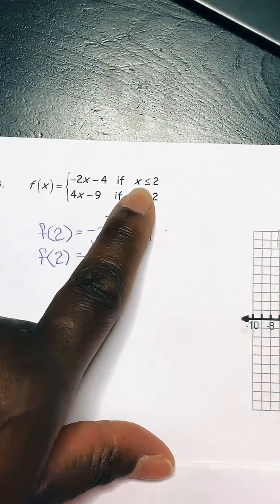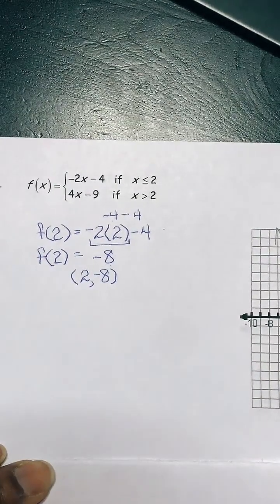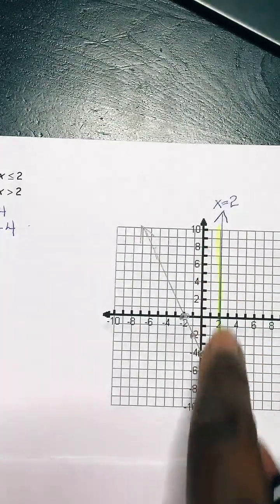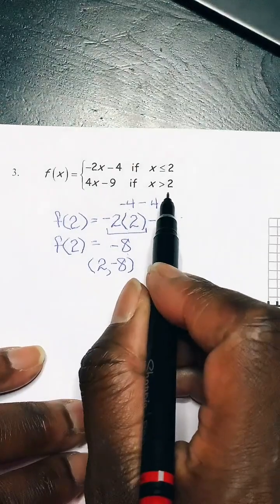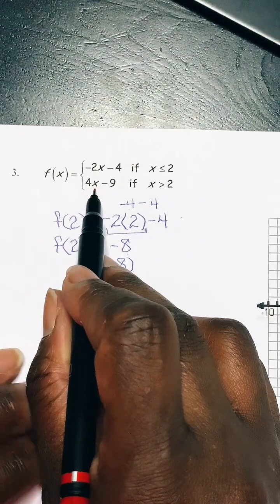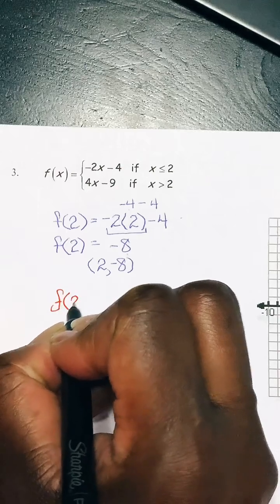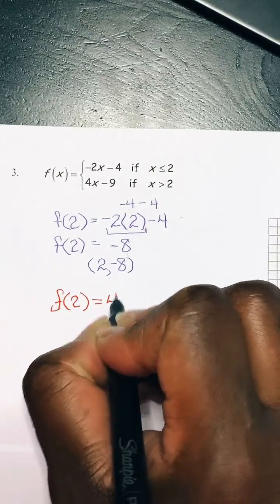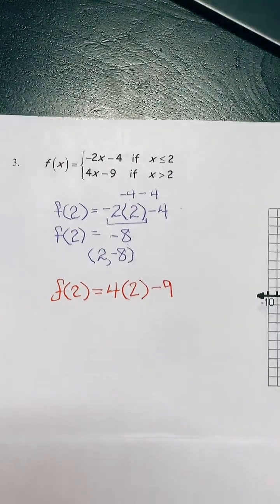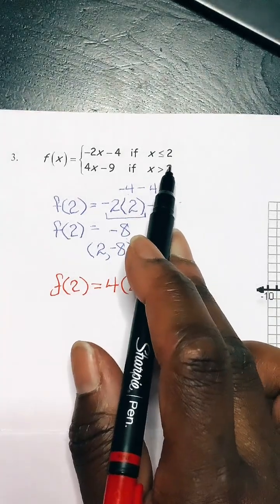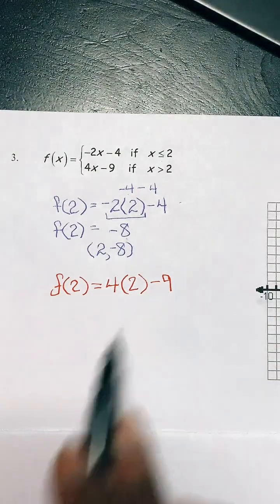Now we're going to take care of this bottom expression. So we need to find out where we should put our point on this boundary line. The way we do it is we're going to take this 2 and plug it in for x in this expression. So we have f of 2 is equal to 4 times 2 minus 9. We just substitute this 2 in for this x, and we're going to try to find the y value of the point.